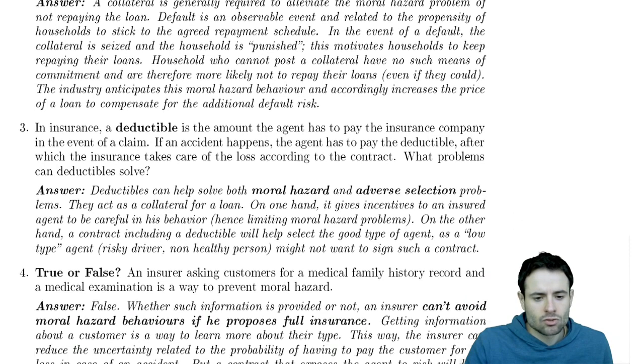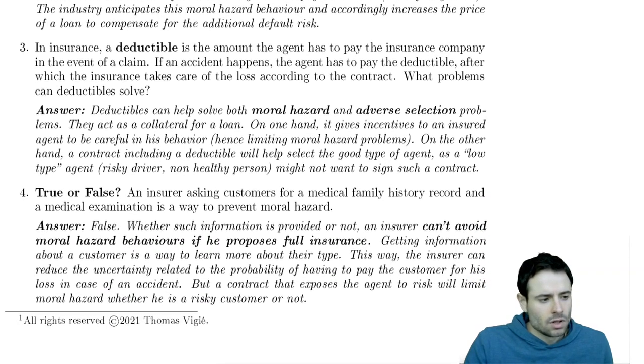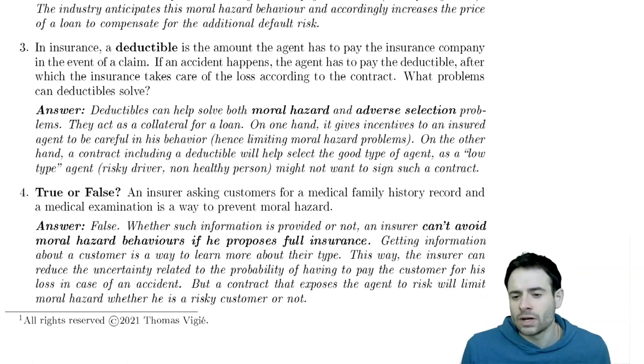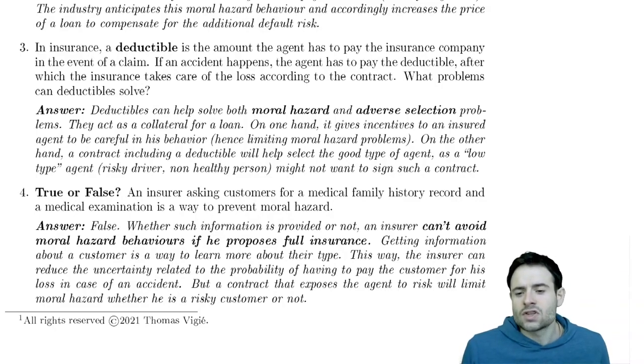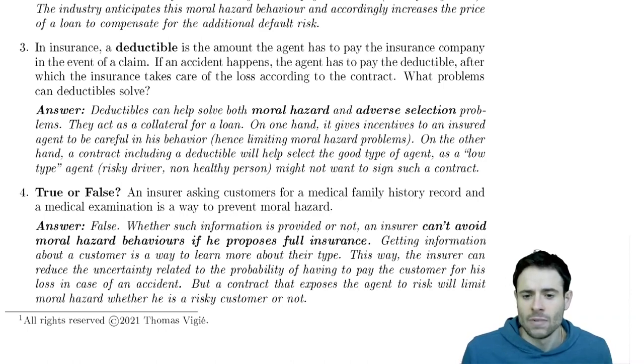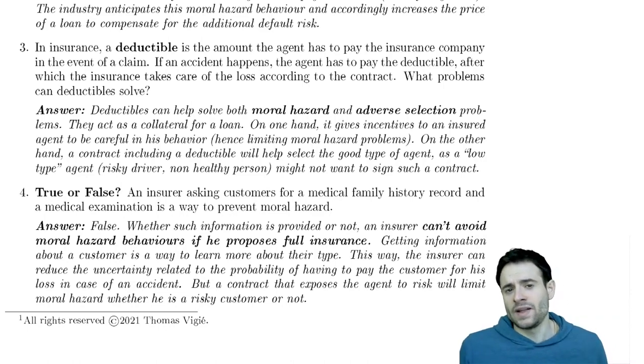Now, true or false? An insurer asking customers for a medical family history record and a medical examination is a way to prevent moral hazard. So here, the insurance company is trying to obtain some information about a potential customer that it might not have already. How can that prevent moral hazard?